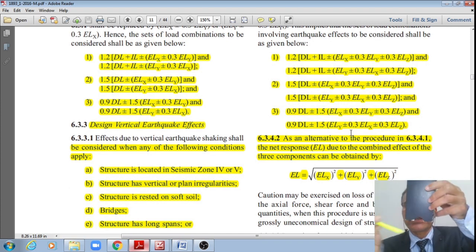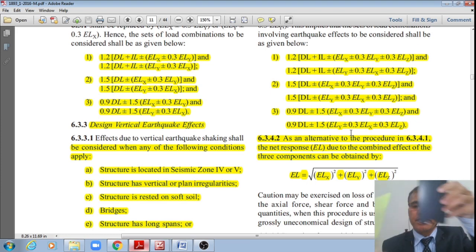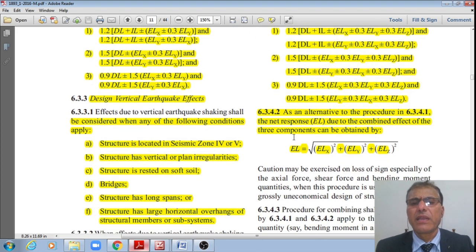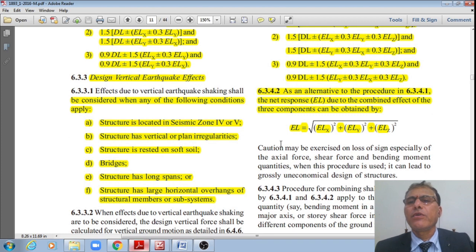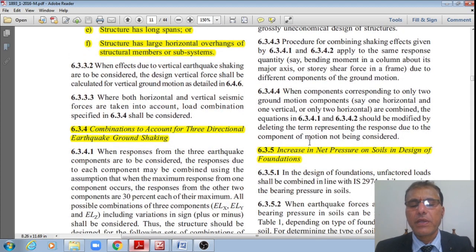Three mutually perpendicular directions, X, Y, and Z directions respectively. Then next one. As an alternative to this procedure, the net response earthquake load due to the combined effect of the three components can be taken by this formula. EL is equal to square root of ELX square plus ELY square plus ELZ square. Alternatively, then also it satisfies the design requirements.